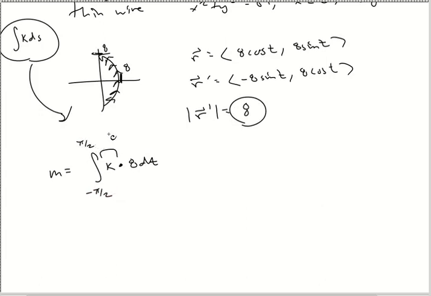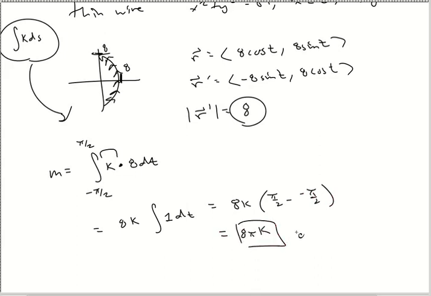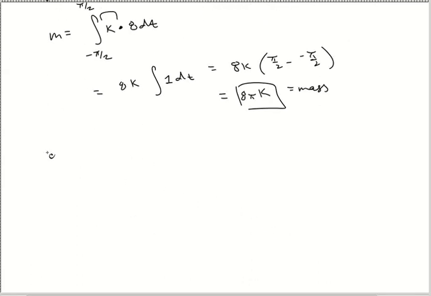If you're noticing, we had already done a problem similar to that earlier. The 8k can actually come out to the front, and so you do 1 dt. And so you're going to say pi over 2 minus a negative pi over 2. Essentially, that becomes a pi. So 8 pi k is your mass. So they're going to ask for that first.